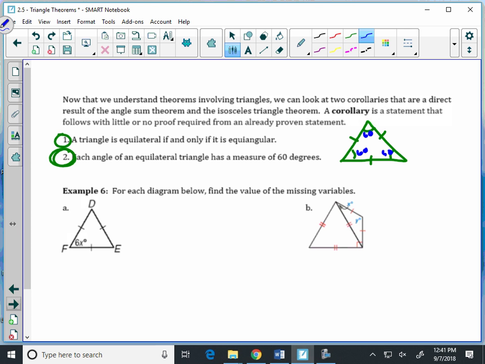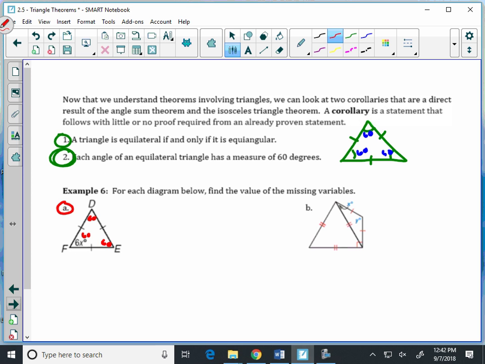So in this last example, for each diagram below, find the value of the missing variables. Okay? What kind of triangle do we have in A? Equilateral. What did we just talk about? What do all the angles of an equilateral triangle equal? 60. These are all 60 degrees. And I know one of my angles is 6x. How can we set up an equation to solve?